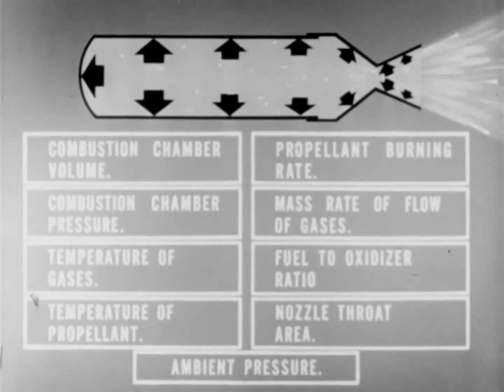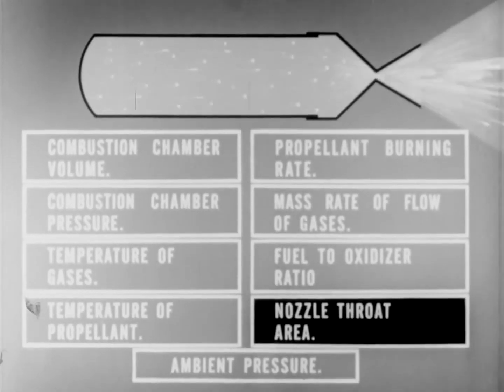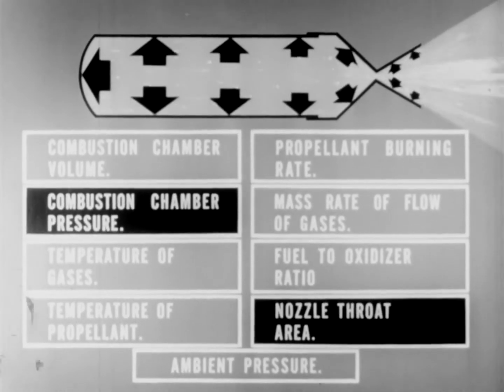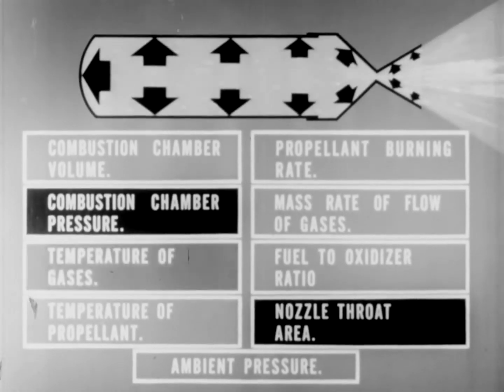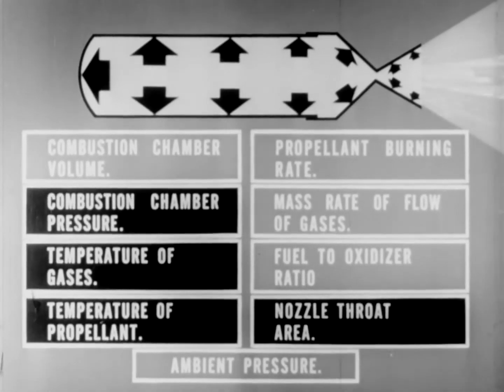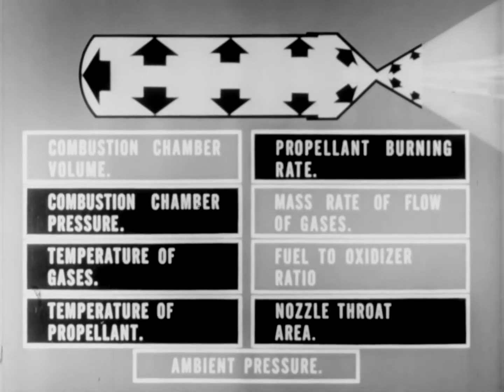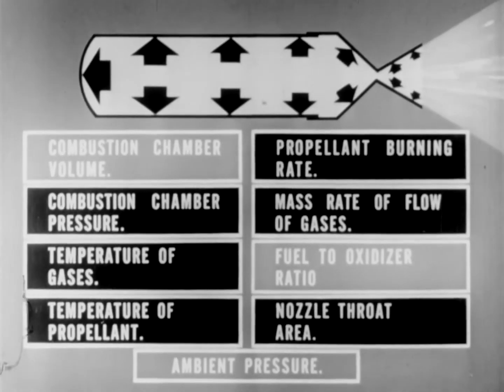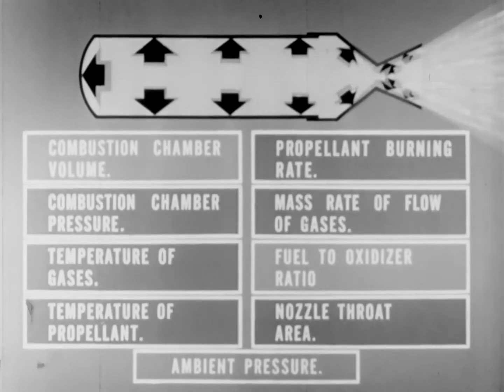A decrease in the nozzle throat area will have the effect of backing up the exhaust gases and thus increasing combustion chamber pressure, causing increased temperature of gases, higher temperature of propellant, faster propellant burning rate, and change in mass rate of flow. No one of them can be varied without affecting the others.